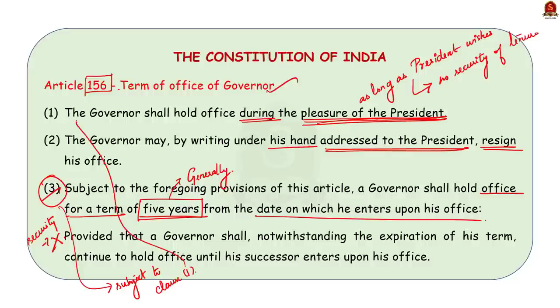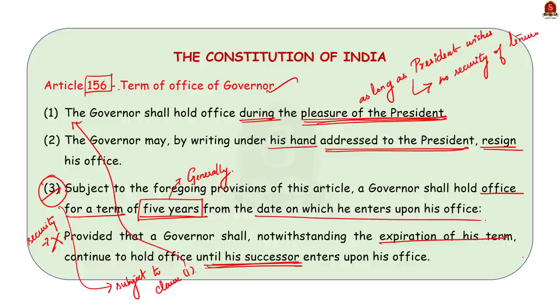Now, in addition to all these provisions, Article 156 further says that even after the expiration of the term of 5 years, a governor shall continue to hold office until a successor enters upon the office. So, this is like a continuation of the term until the successor arrives. And these are all the provisions related to the office of governor and the appointment of governor.